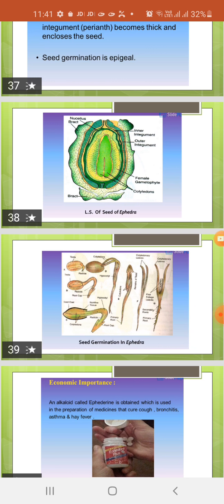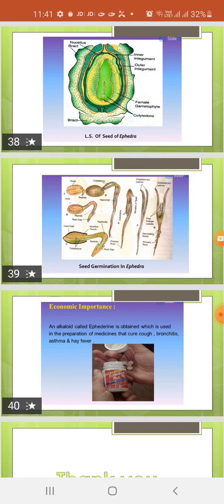This is the structure of the seed, and this is seed germination, and this is the economic importance, that is ephedrine.